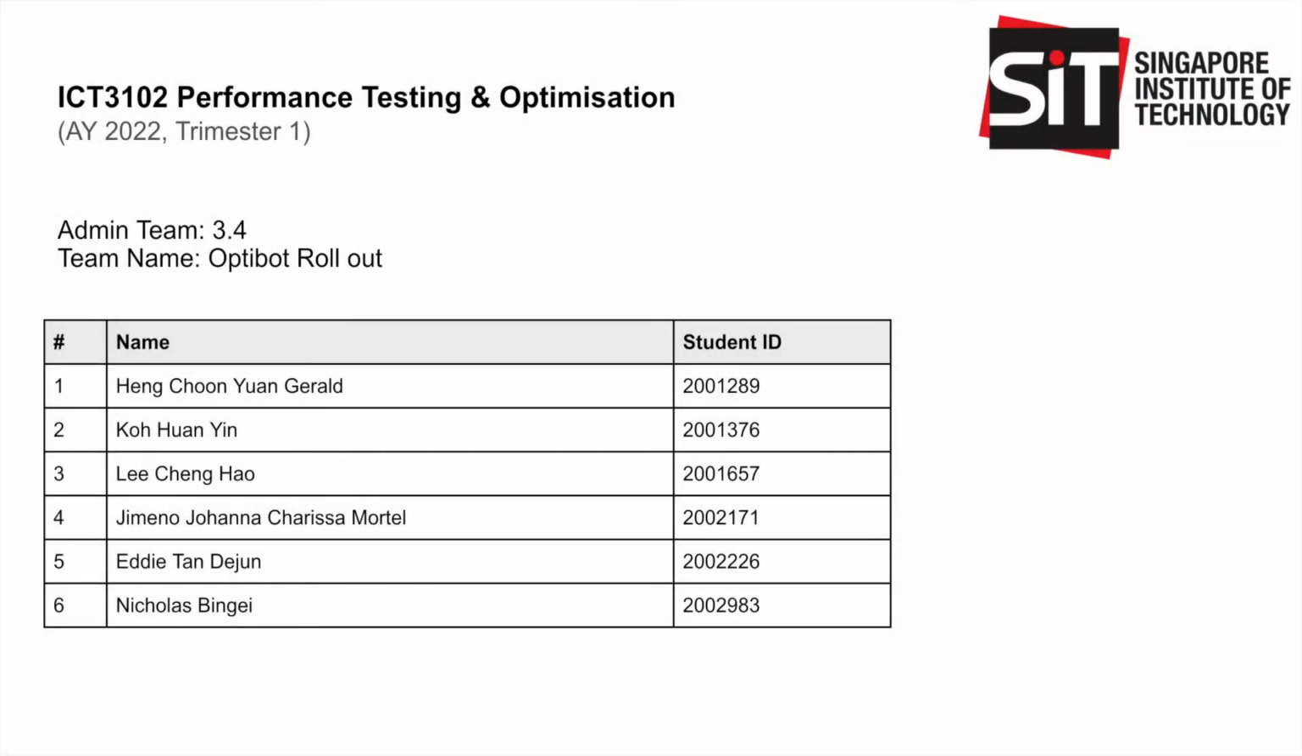I'm from Team 3.4. Team name is Optibot Rollout. You can see here, my name is Gerald, and joining me is Huaning, David, Chen Hao, Johanna, Eddie, and Nicholas.